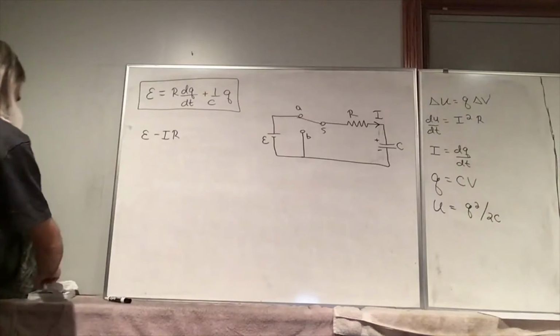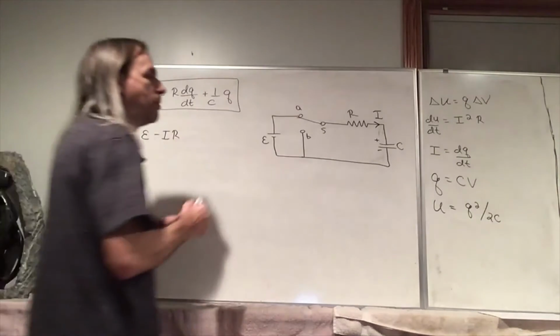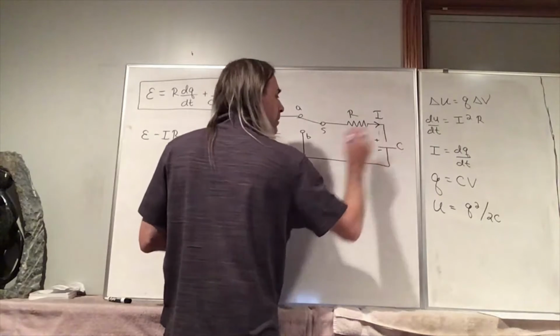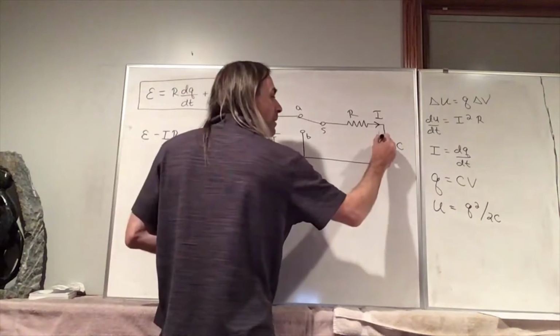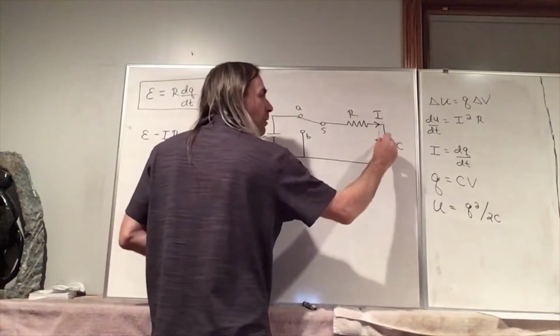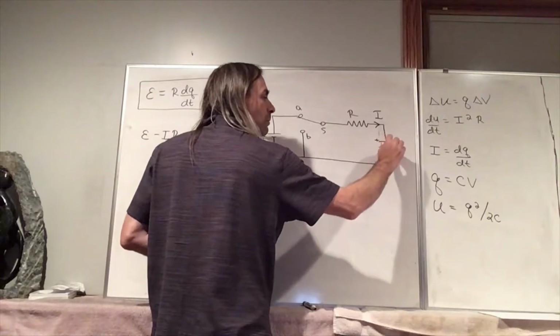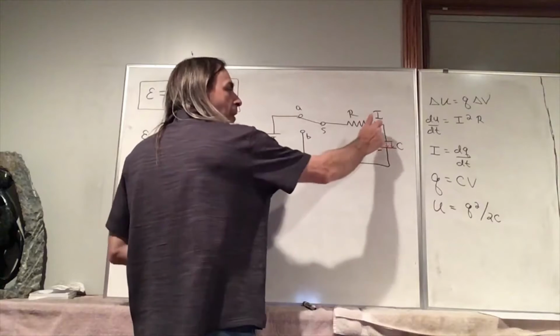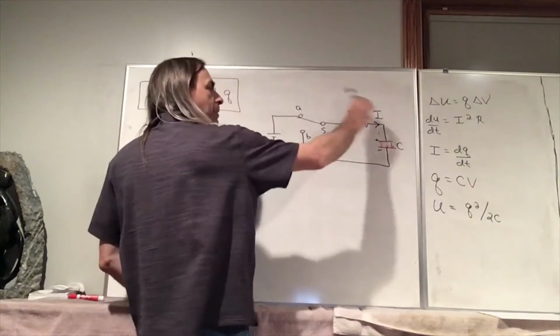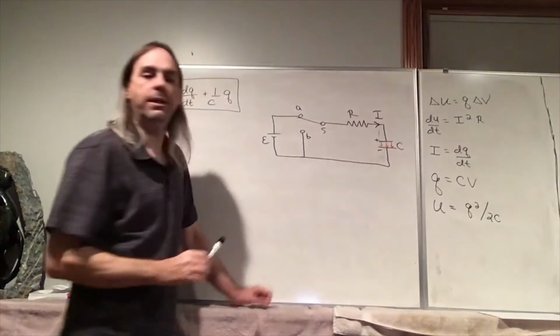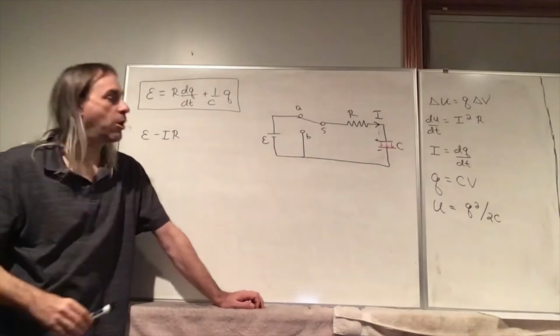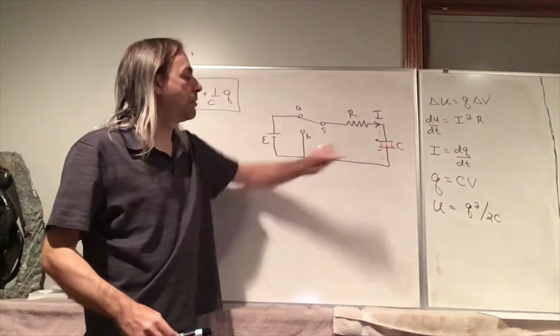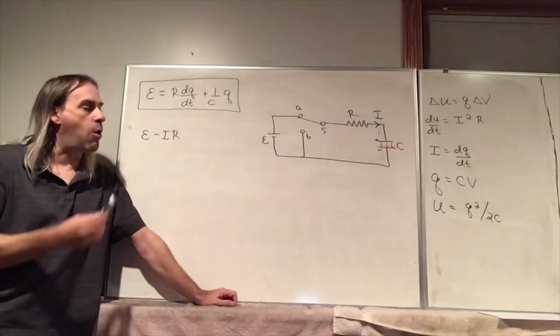Remember, electric fields go from high potential to low potential. Let me exaggerate this capacitor a little bit. The current is bringing positive charge to the upper plate, which is attracting negative charge to the lower plate.